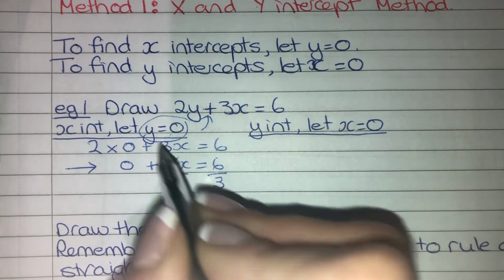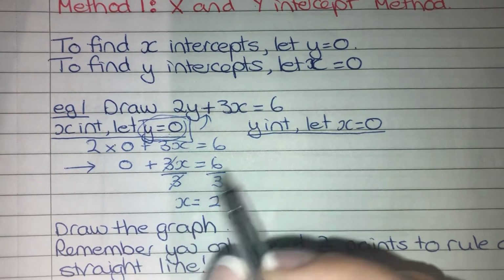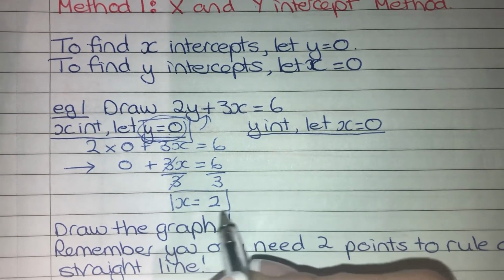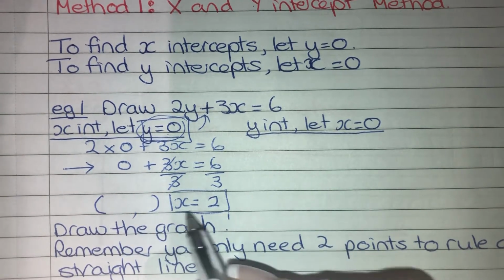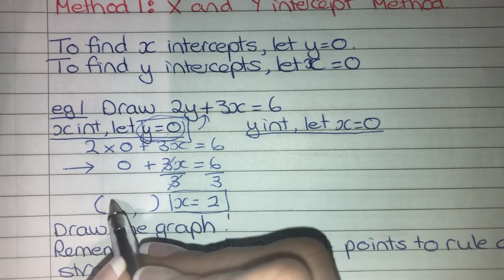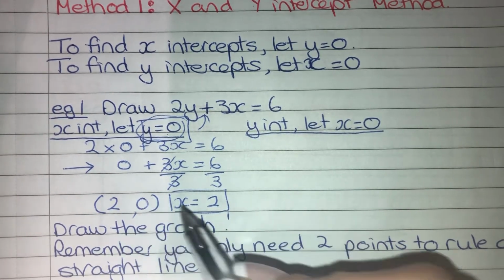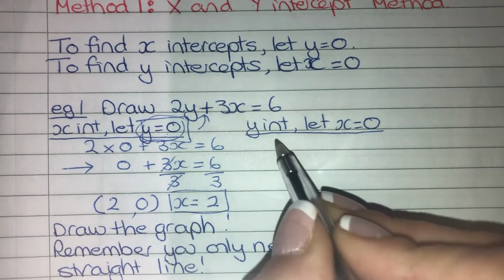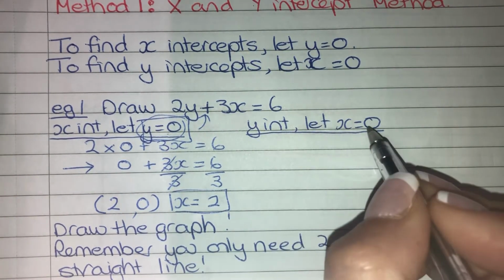Now, what is it that you've just found? You've said y equals 0 and you've found x is equal to 2. So that's your coordinate. You need to put it into a coordinate before you forget. So x is equal to 2 is going to go in here and y is equal to 0 is going to go here. And there's your first coordinate. Now we're going to do the opposite. So we're going to get the y-intercept. We're going to let x equal 0.